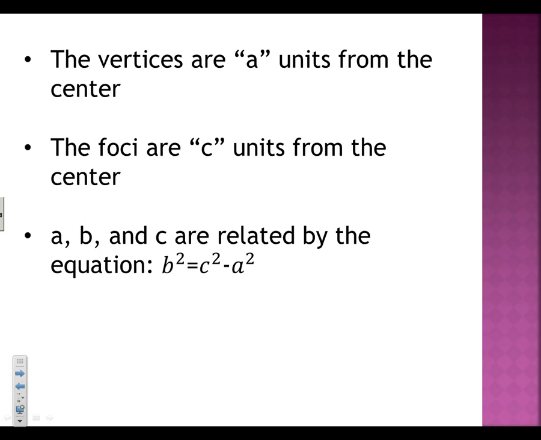The vertices, like I said before, are A units from the center. The foci are still C units from the center. A, B, and C also again have a relation. So if you know 2 of them, you can find the third. This relationship for the hyperbola is B squared equals C squared minus A squared.